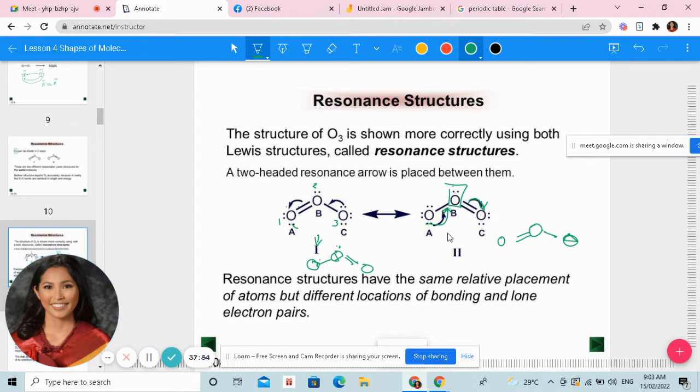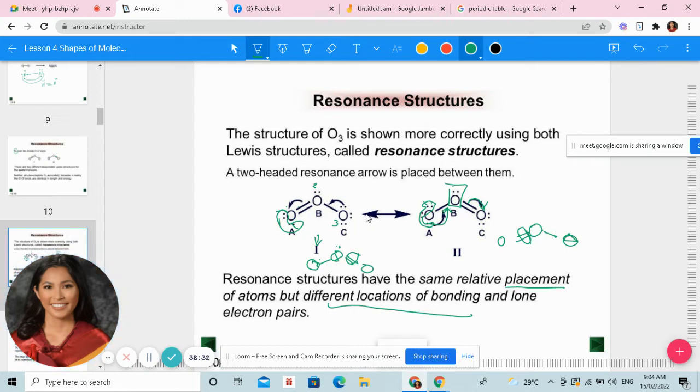Now, this is the resonance structure. When we say there are resonance structures, we have the same relative placement of atoms but different locations of bonding and lone electron pairs. So we have different locations of the double bonds, and also the lone pairs, because if we have this structure, we will have three lone pairs on this oxygen, and if we have this structure, we will only have two lone pairs. So that is resonance.